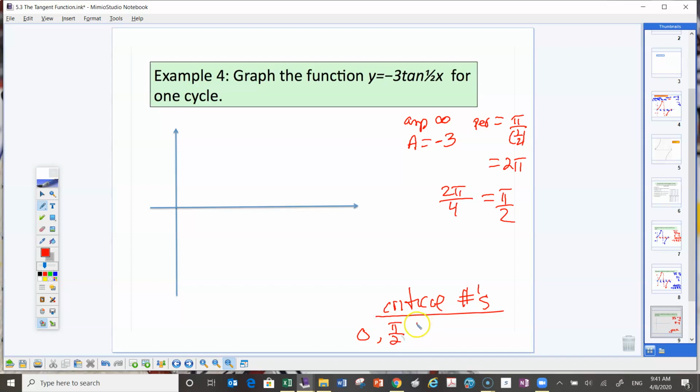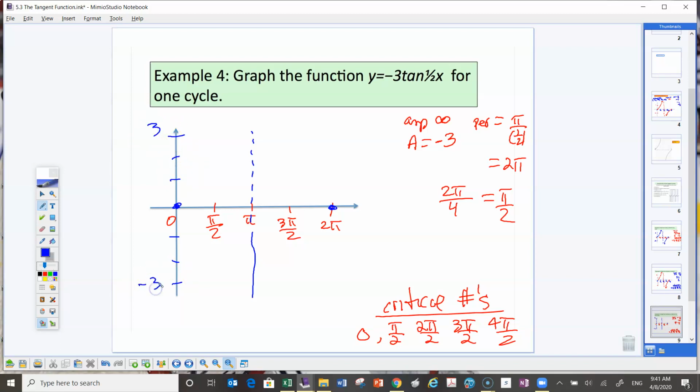So 1 pi over 2, 2 pi over 2, 3 pi over 2, 4 pi over 2. And again, if I write those in reduced form, 0, pi over 2, pi, 3 pi over 2, and 2 pi. Again, the middle guy is going to act as the asymptote. There are my zeros. This time my stretch value is going to be 3.